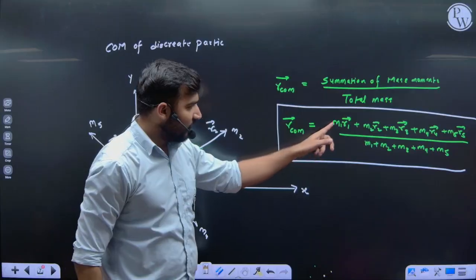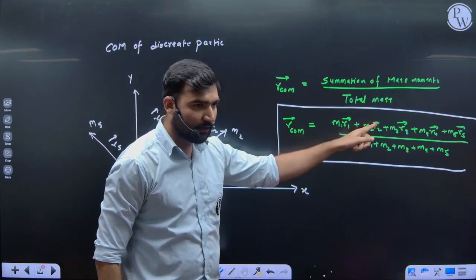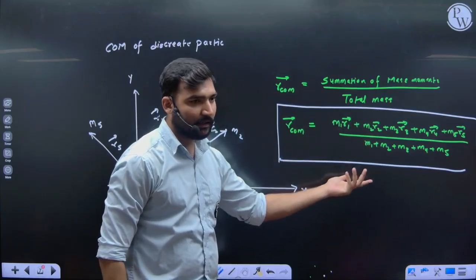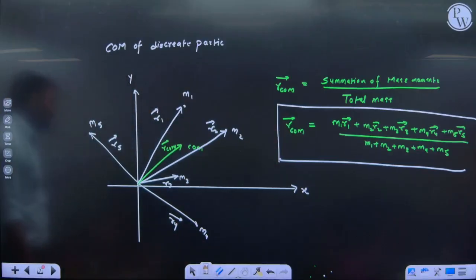Simple thing. If we know masses M1, M2, M3, M4, and we know their position vectors R1, R2, R3, R4, just put them in. What you will get is one vector. That vector is the position of the center of mass. Our main motive is to calculate the position. Every time we have to calculate the center of mass position.